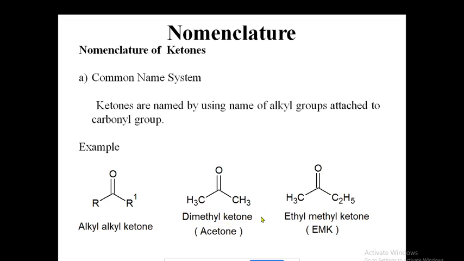One more compound I have taken here. On this side the methyl group is an alkyl group, and on this side ethyl, and it's a ketone. Between ethyl and methyl, alphabetically the ethyl group comes first, and therefore we have given the name ethyl methyl ketone. It is abbreviated as EMK, from the first letters of these words. So we can call it EMK also. Okay, so this is about the common name system of ketones.